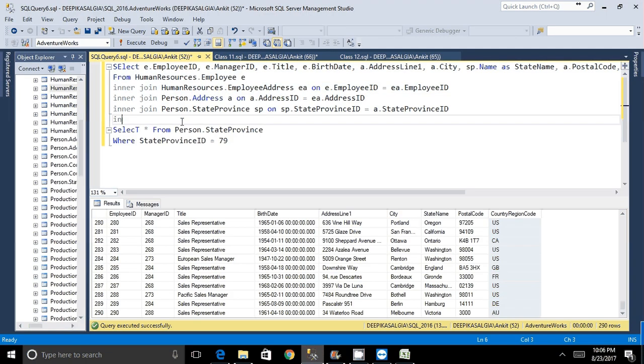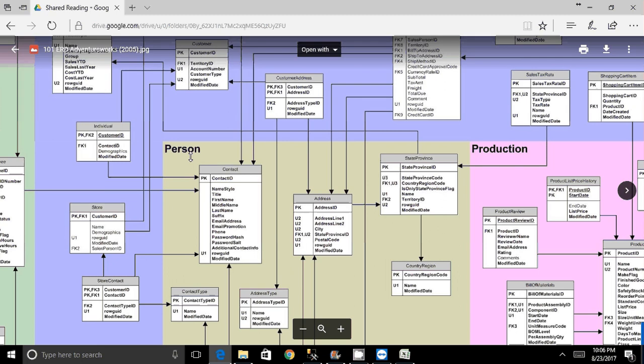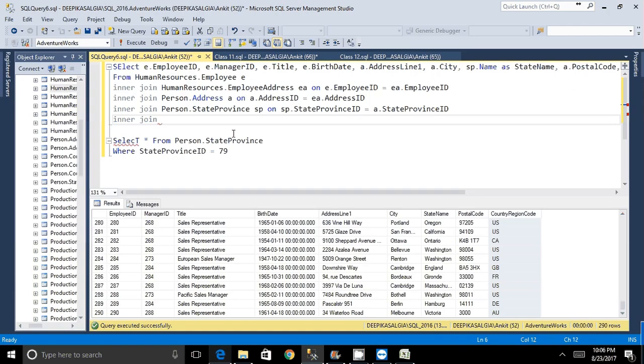So let's go in here. What I'm going to do is say inner join. For the inner join, which table am I going to pick? I think it's in person dot, so it's person dot country region. Okay, so that's how you read person dot country region. So I'm going to say person dot country region. What do I do to this one? I have to give it an alias, CR. Thank you.